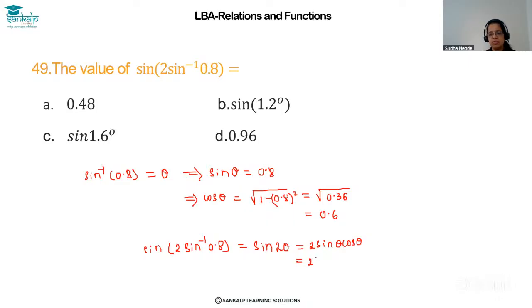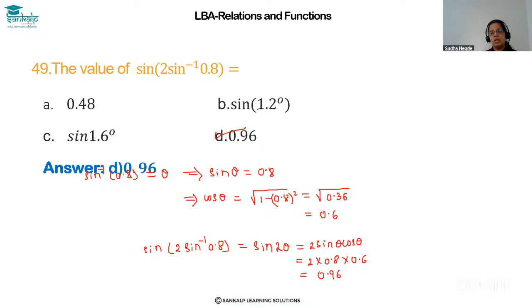What is sine theta? It is 0.8. What is cos theta? It is 0.6. Then calculate this. It is 0.96. So check the options. Option D is 0.96. So option D, 0.96, is the correct answer.